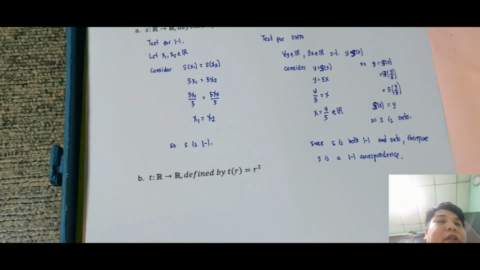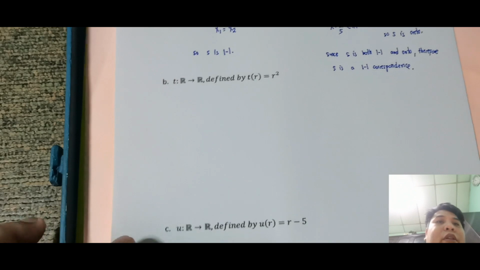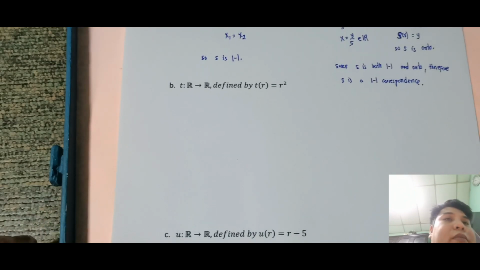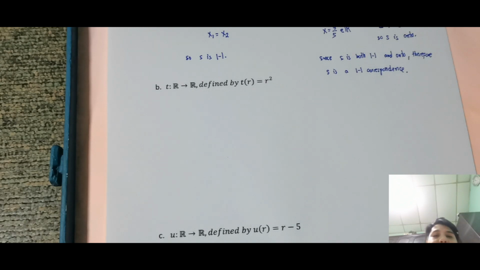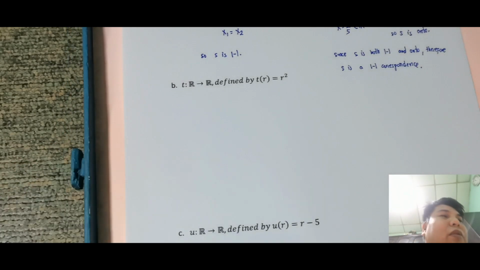Okay, so let's have example number 2. Let t be a function mapping from R to R defined by t of r is equal to r squared. So kung napansin mo, kanina sa integers pa nga lang hindi na siya 1 to 1 eh. Tama? Hindi na siya 1 to 1 sa integers eh. Ano pa kaya dito sa real number?